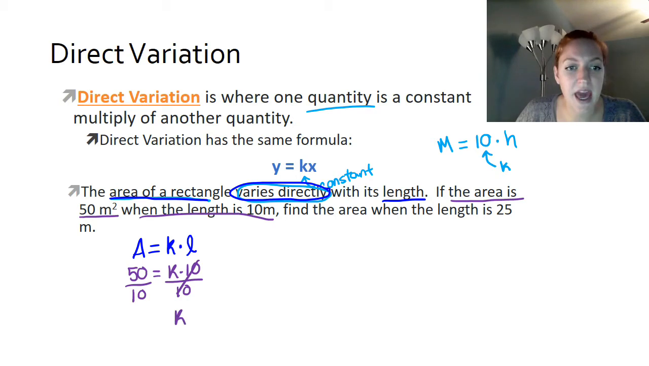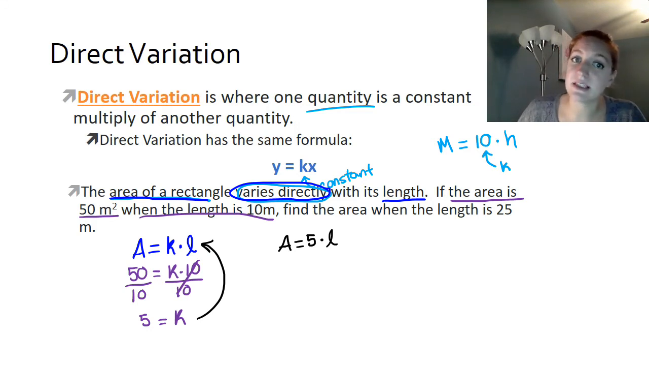This gives you k equals 5. So I now know that my k is 5. I can plug it back into this formula. Let's plug it back in so it becomes the area is equal to 5 times the length. And I now have the formula that this rectangle holds.